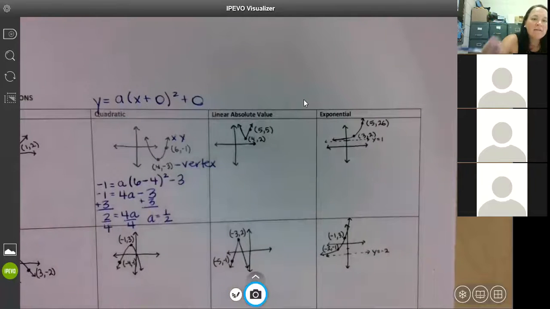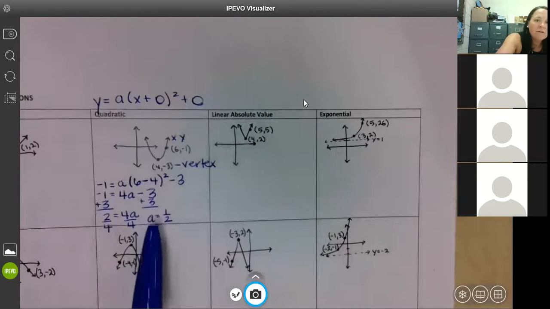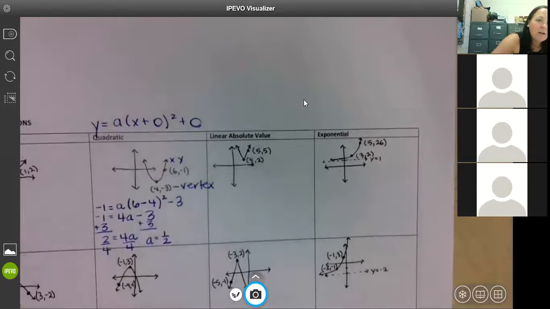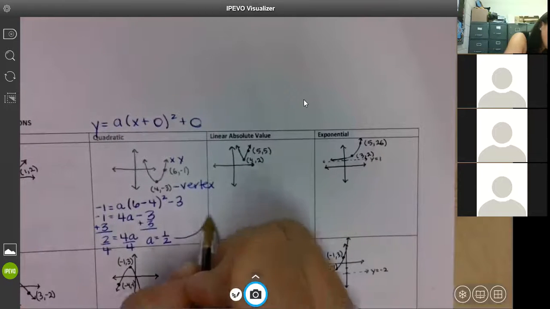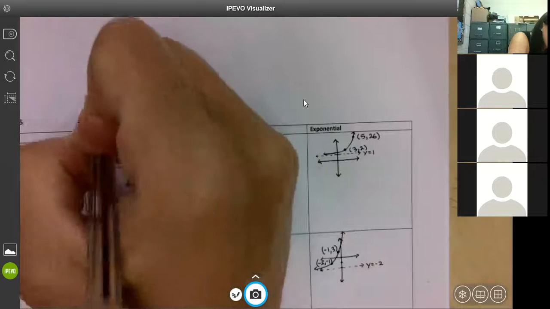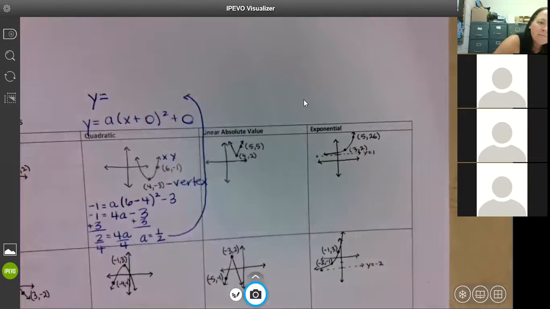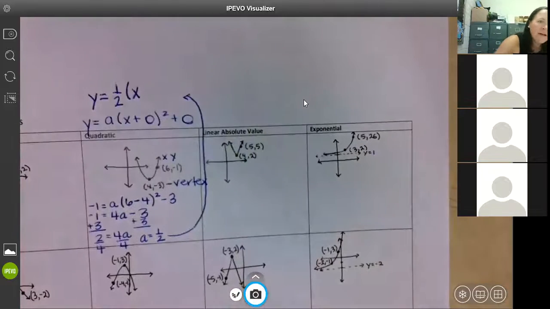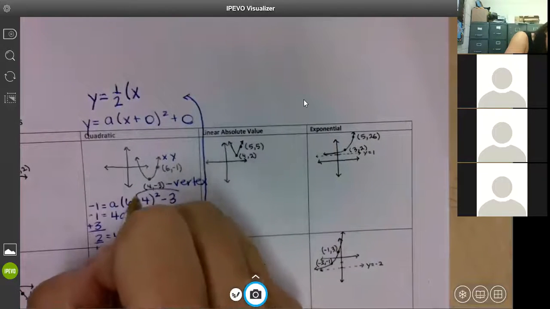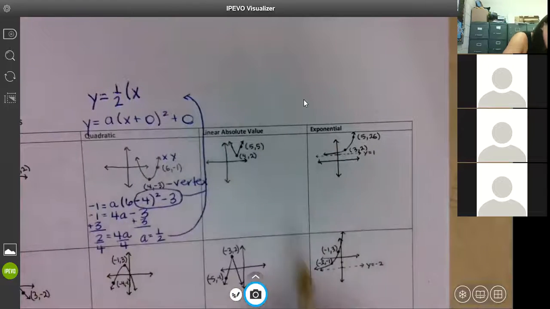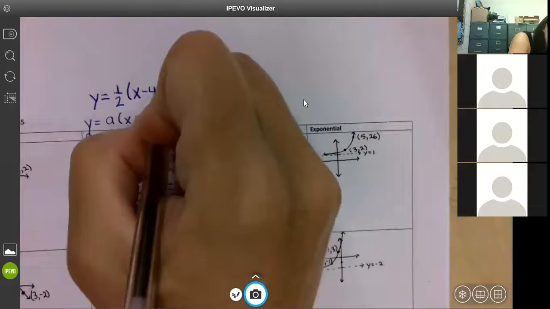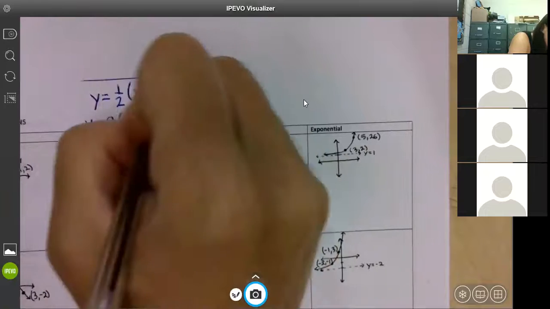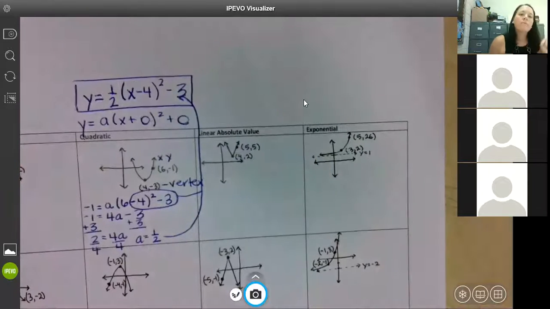Again, check, is this positive or negative a? It's a positive graph, so it's a positive equation. So your equation for this one, and I'm going to write it up here, is going to be y equals, what did we get for a? 1/2. And then you have to plug in your vertex. Leave your x. Your vertex is right here. Okay, so finish it out. (x - 4) squared minus 3.